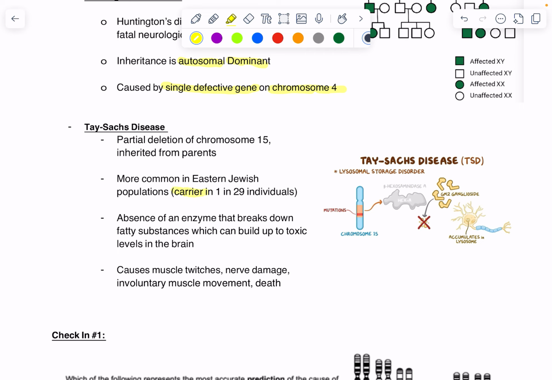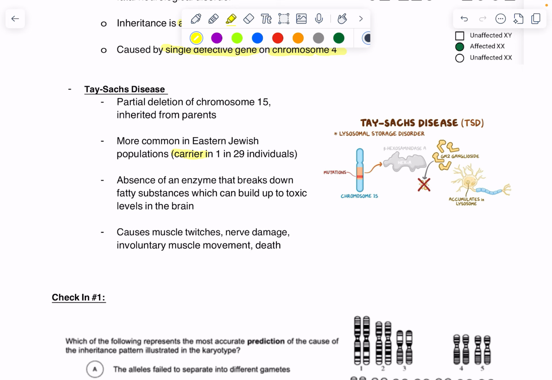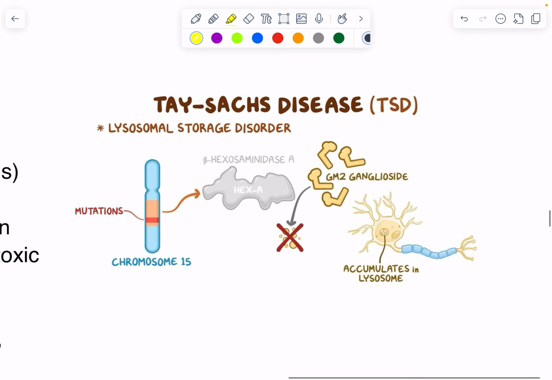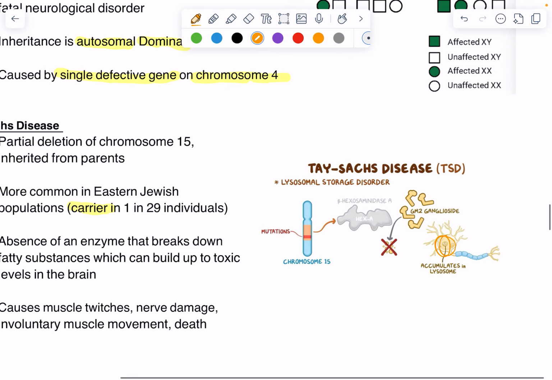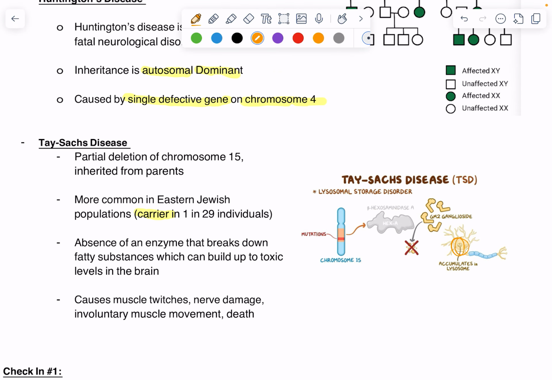What happens is, because of this mutation, there's no enzyme that breaks down fatty substances, which can build up to toxic levels in the brain. This can lead to muscle twitches, nerve damage, involuntary muscle movement, and eventually death. So with Tay-Sachs disease, we can see a simple mutation at that chromosome 15 spot impacts an enzyme, and the lack of that enzyme can cause fatty acids to accumulate in nerve cells or neurons.